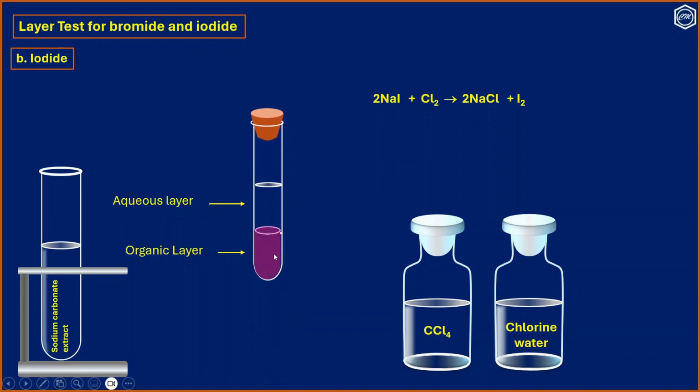Now we shake it well. So a violet color appears in the organic layer, and the violet color is due to the liberation of iodine. Iodine is soluble in CCl4 but insoluble in the aqueous layer, so the aqueous layer remains colorless.